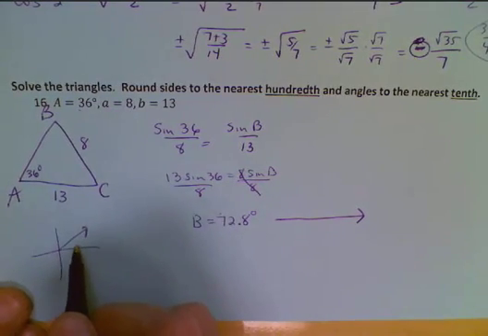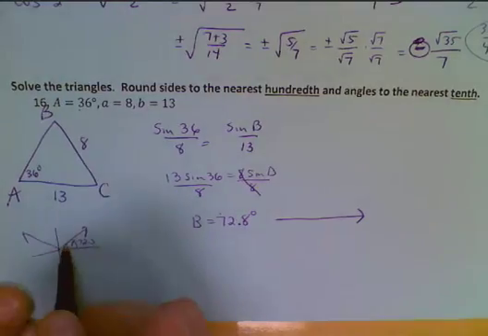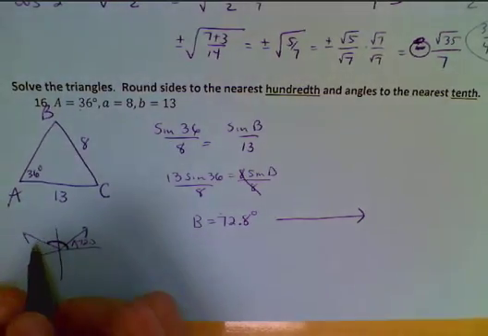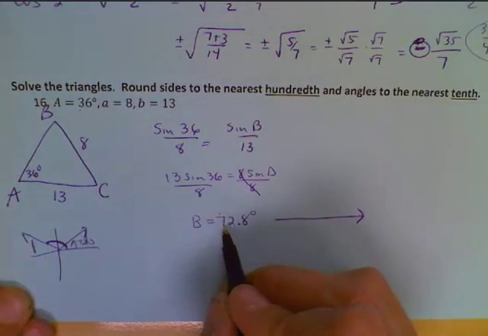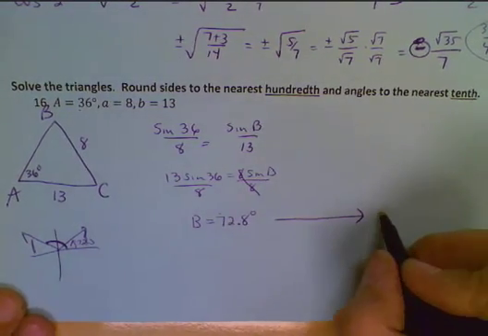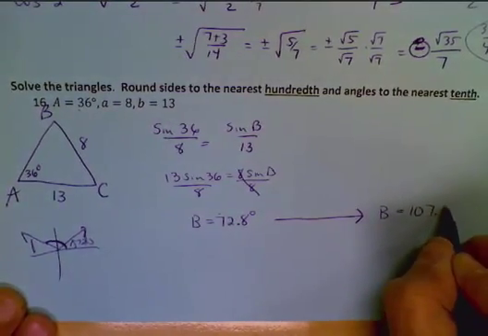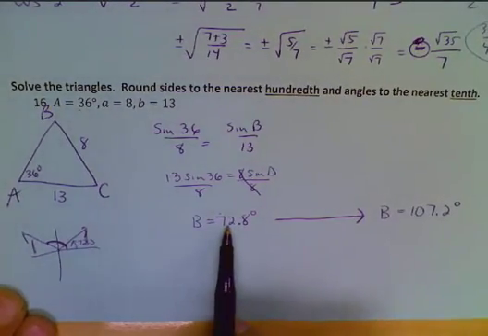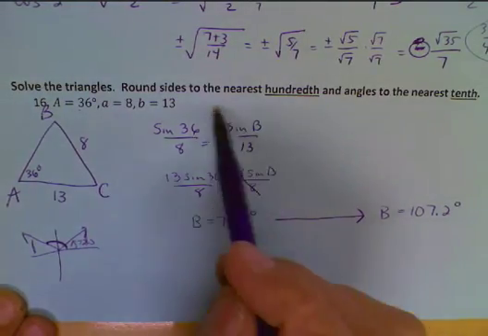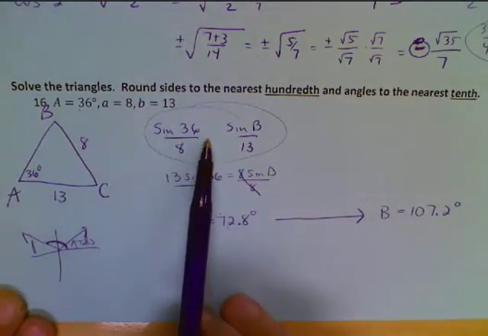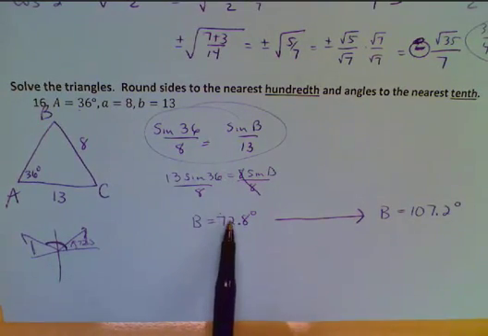If I know that I have a reference angle of 72.8, there's also an obtuse angle over here, starting in standard position, that also has that same sine. So if I take 180 and subtract 72.8, I get B could be 107.2. So it's just the supplement to that. Take 180 and subtract the angle you got. This only has to be done when you're solving the angle first. And the first thing you have to do is find an angle using law of sines.